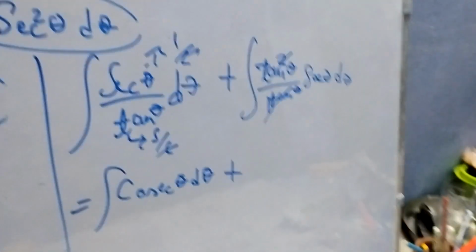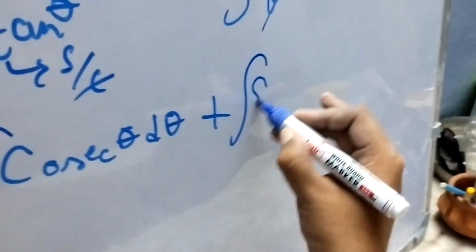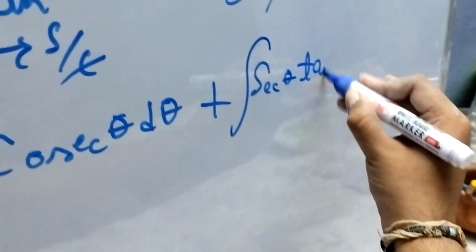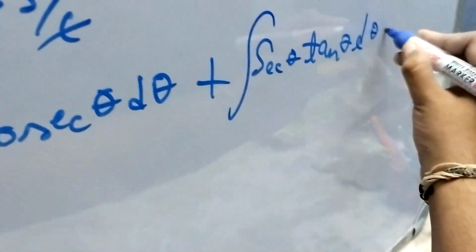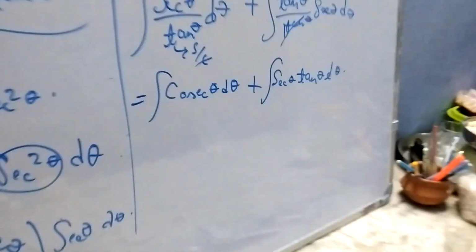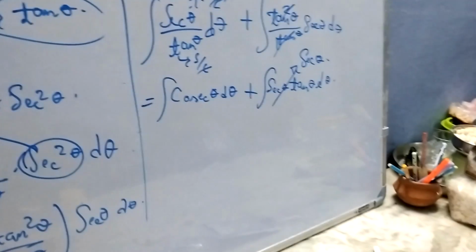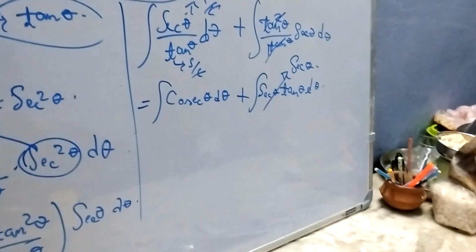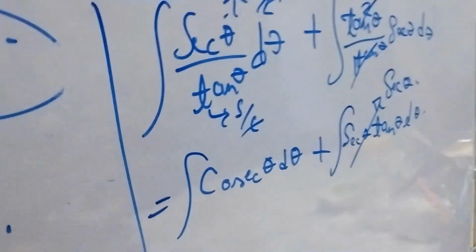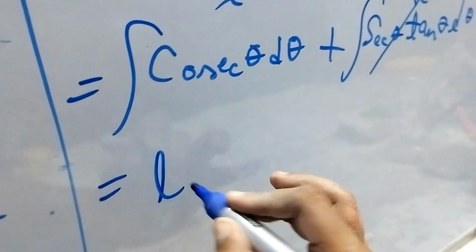Done. And this one is what? Sec theta tan theta. So now you can easily see what is going on right here. This value will be sec theta, right? We need to memorize some values as well, and this is a special case, you need to remember it.